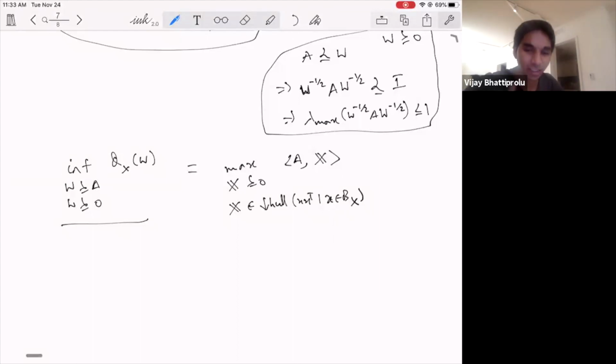And in contrast, the right-hand side, instead of maximizing over the hull of XX transpose, which would give us quadratic maximization, we're maximizing over a relaxation of the hull, so the downward closure of the hull, this bigger set.